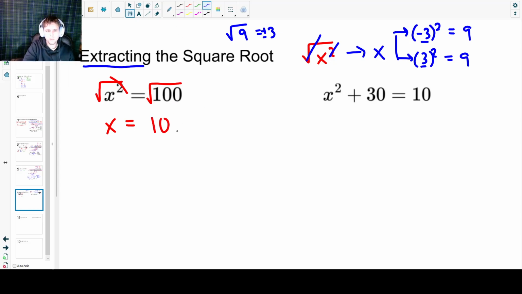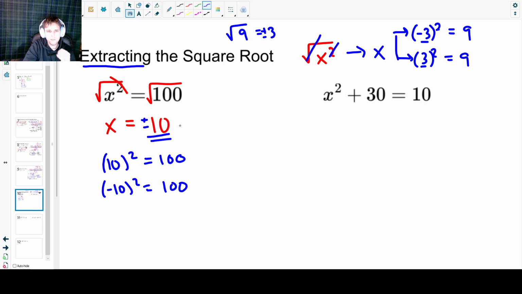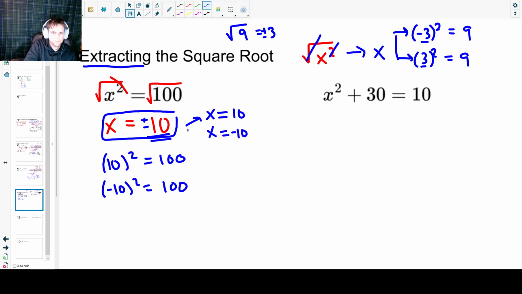But the answer is not just 10. The answer is plus or minus 10. There is a positive answer and a negative answer. Again, because 10 squared is 100, but it's also true that negative 10 squared is 100. And this is that idea of extracting, where we get two different solutions, one based on the positive value of the square root and one based on the negative value of the square root. So plus or minus 10, which again represents two answers, positive 10 and negative 10.